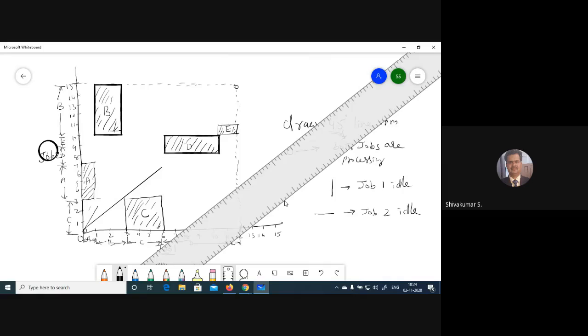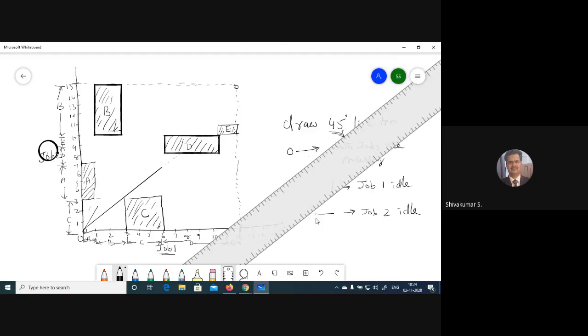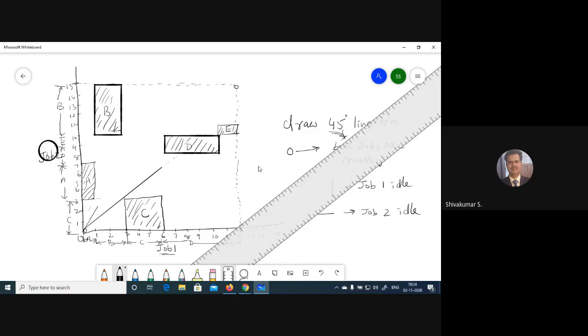Now up to here it comes at 45 degrees. If you want to draw a line up to here, then you have to come like this, and then draw once again a 45-degree line here, then go here. What you do is make sure that both jobs are going simultaneously, so that you get fewer straight lines.